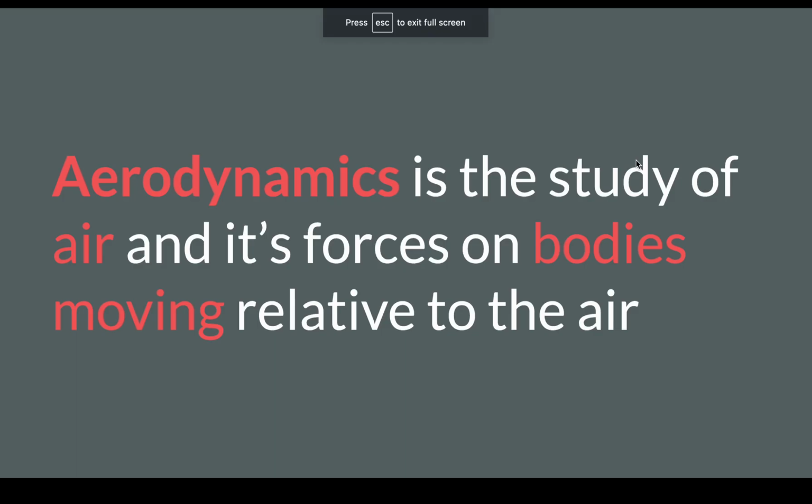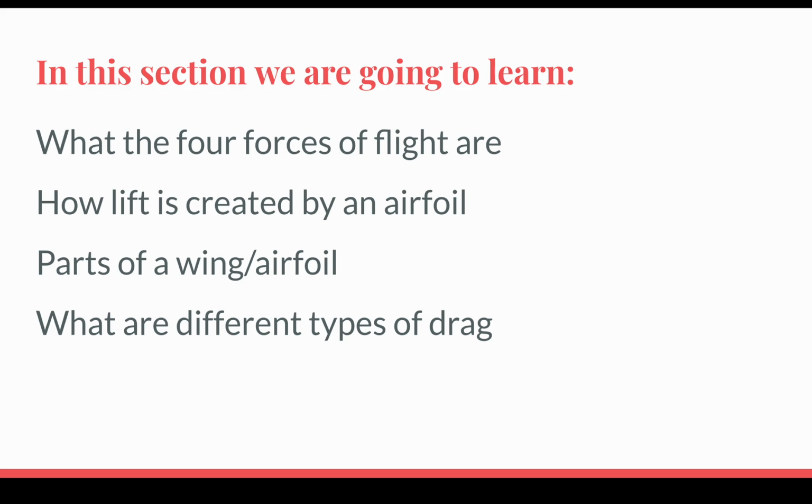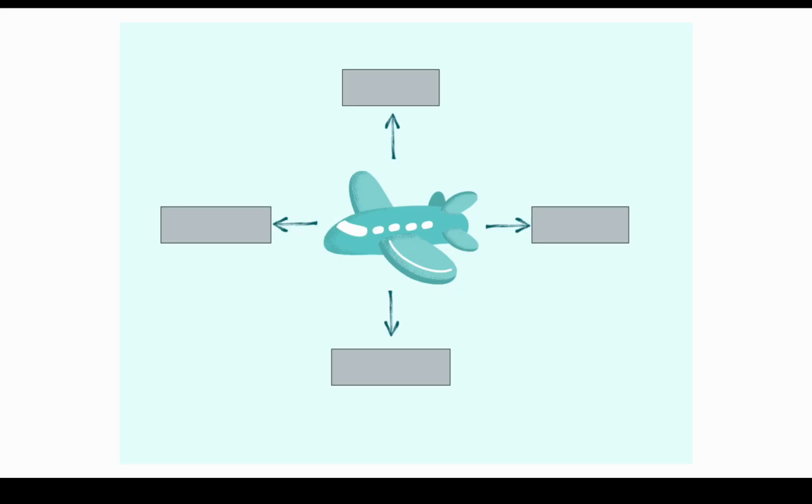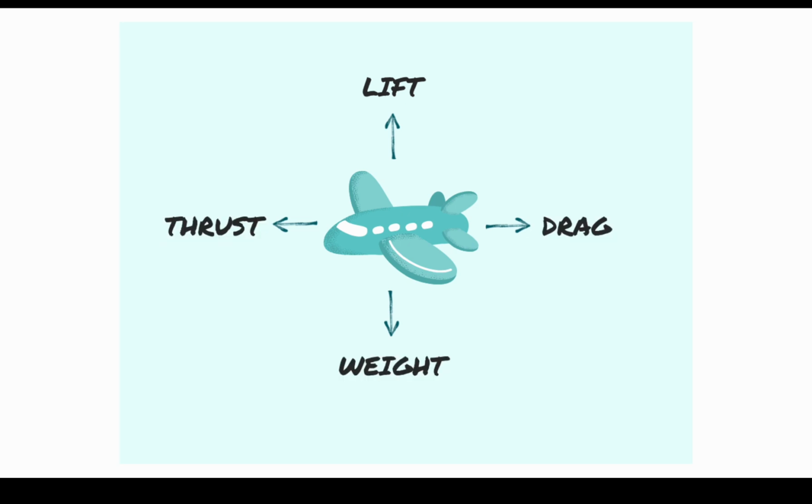We're talking about the four forces of flight. And since we're talking about aerodynamics, let's define aerodynamics. Aerodynamics is the study of air and the forces it has on bodies moving relative to that air. And we're going to learn about four forces of flight, how lift is created, parts of the wing, different types of drag, things like that. So we're going to start with the four forces of flight. There's four of them. There's lift, weight, thrust, and drag. And you're going to want to memorize those four.